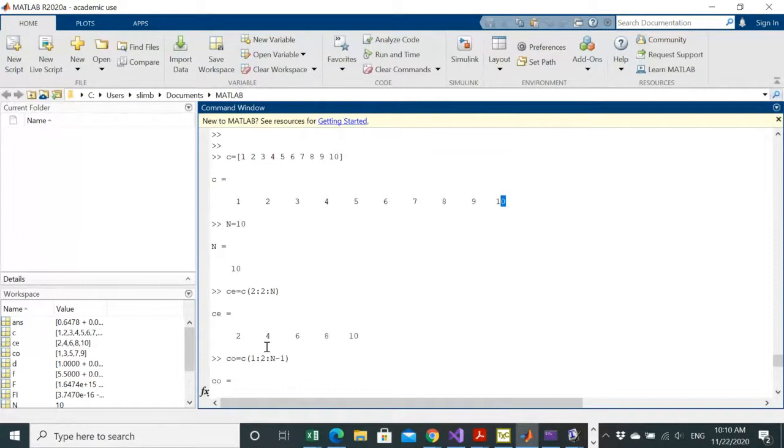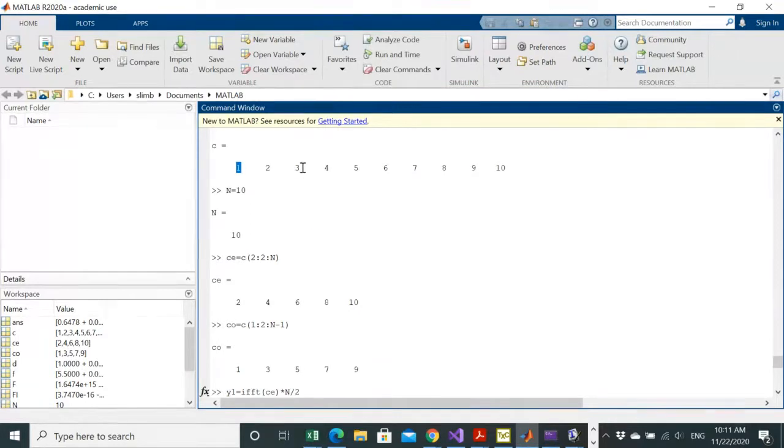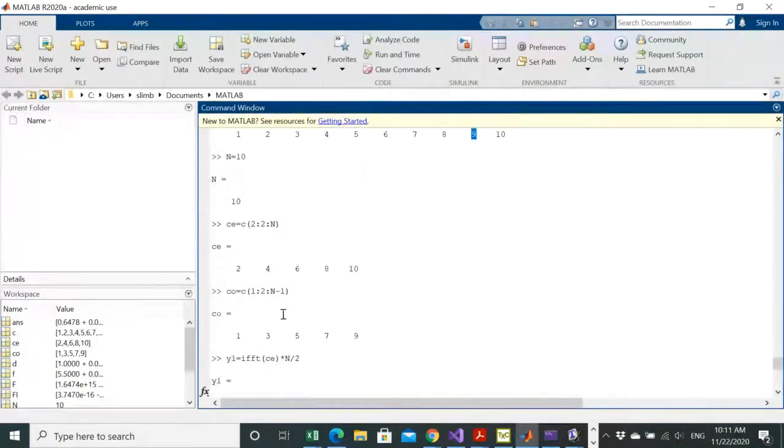Now CO, for the odd entries, I'm starting from 1 and I'll stop at the one before the last. So I'll take 1, 3, 5, 7, and 9. And you see that it works. Now, first of all, I'm going to compute this y prime.